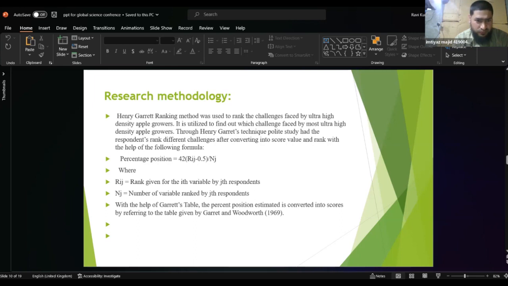with the help of the following formula: percent position = 100 × (Rij − 0.5) / Nj, where Rij is the rank given to the ith variable by the jth respondent, and Nj is the number of variables ranked by the jth respondent. With the help of the Garrett ranking table, the percentage estimated is converted into scores, referring to the table given by Garrett and Woodworth, 1969.